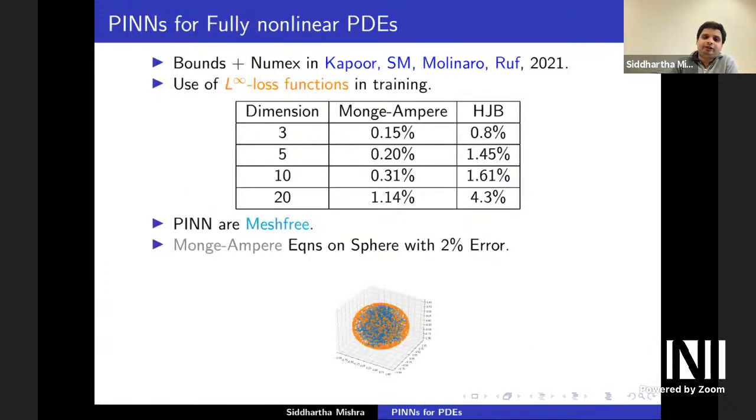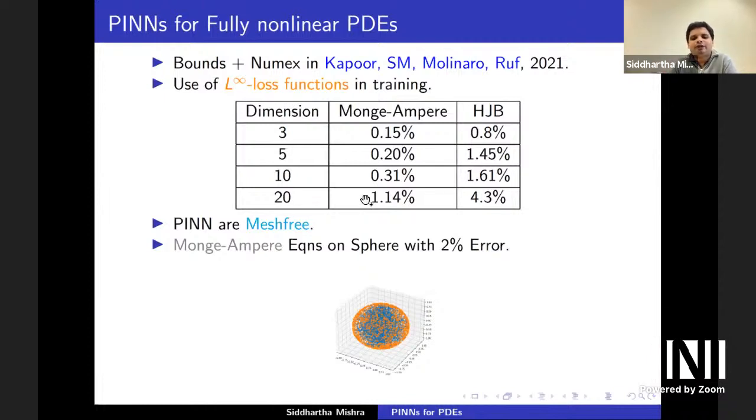You can do fully nonlinear PDEs. So far, these were sort of semi-linear, quasi-linear PDEs. Now you can do fully nonlinear PDEs. For instance, Monge-Ampère equations, Hamilton-Jacobi-Bellman equations. I know that there are talks there. There are other methods to do this, not for the Monge-Ampère equation, but for the Hamilton-Jacobi-Bellman equation. Again, you can go to many dimensions. You can go to 20 dimensions with 1% error.